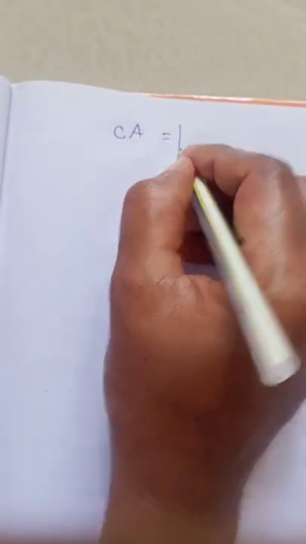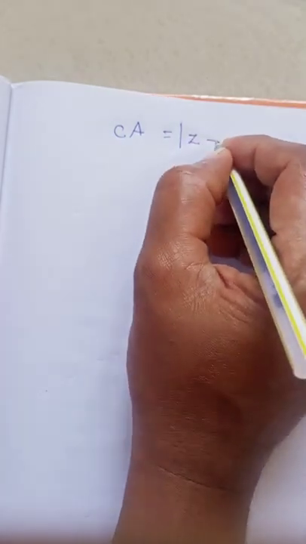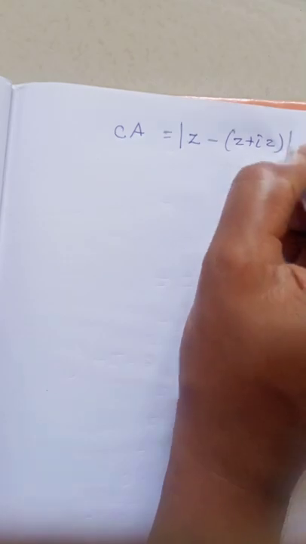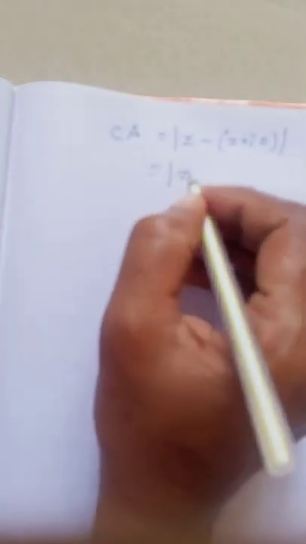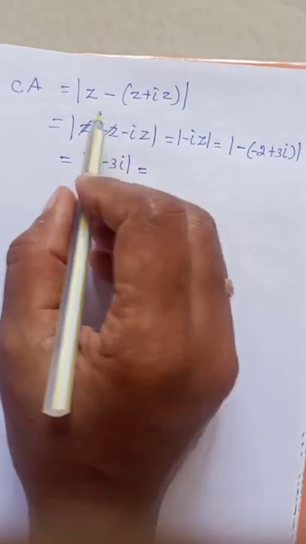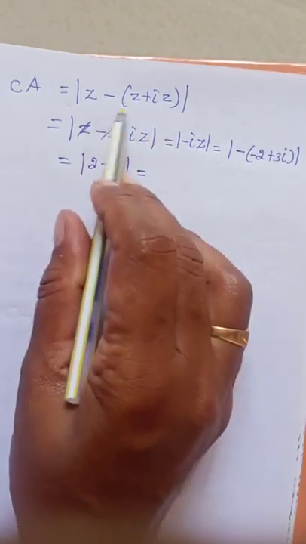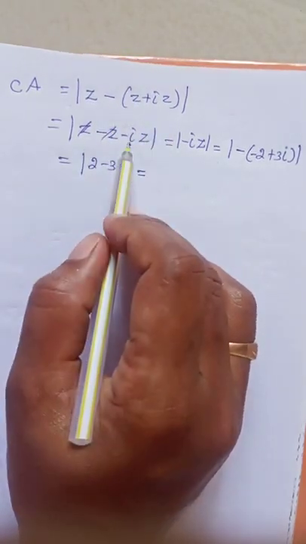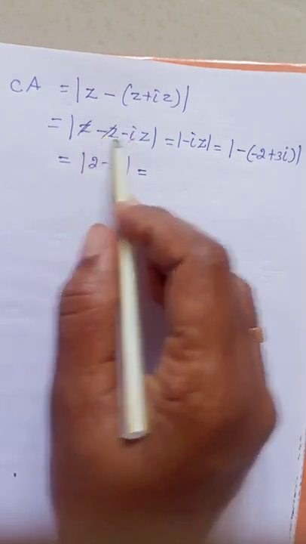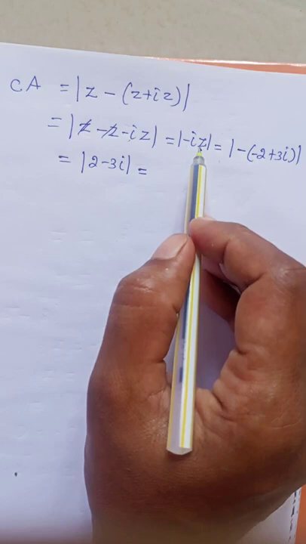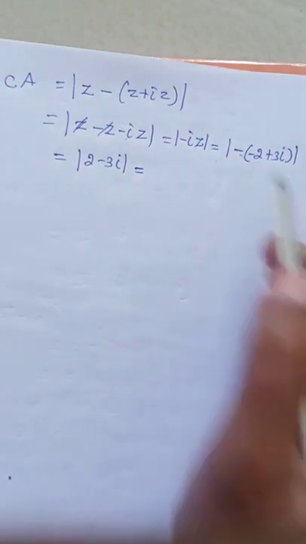CA is equal to modulus of Z minus Z plus IZ. Simplify: Z minus Z minus IZ. Both Z and minus Z get cancelled. We have got minus I into Z.